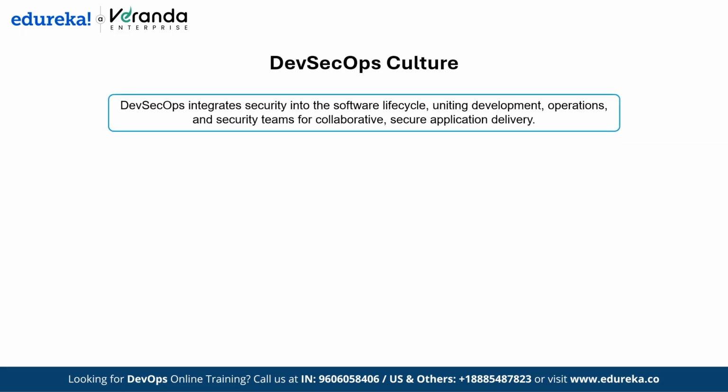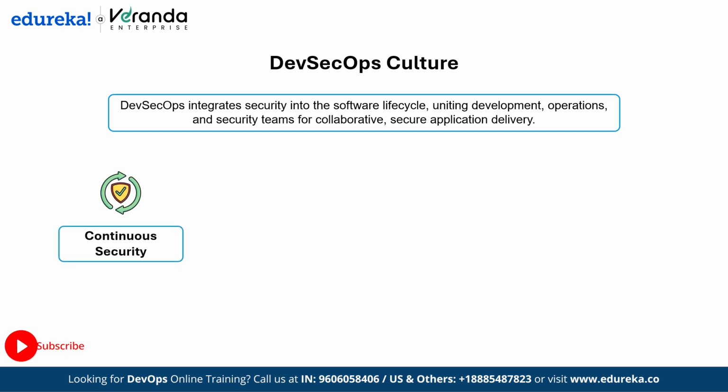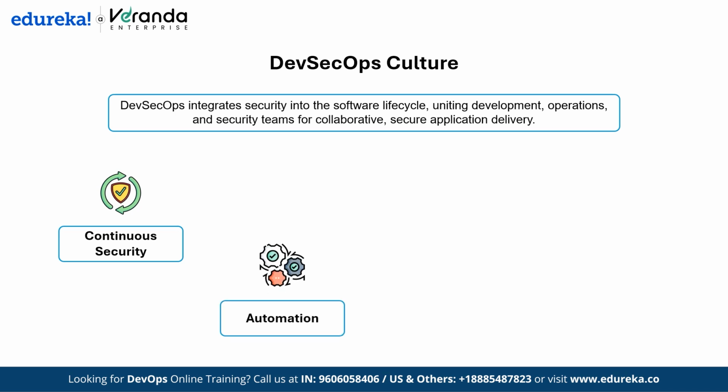DevSecOps is a cultural and technical approach that integrates security practices into the entire software development lifecycle. It aims to eliminate the traditional silos between development, operation and security teams, fostering collaboration and shared responsibility for delivering secure applications. So the key aspects included are continuous security, where security is embedded from the start, not treated as a final step. Then is the automation.